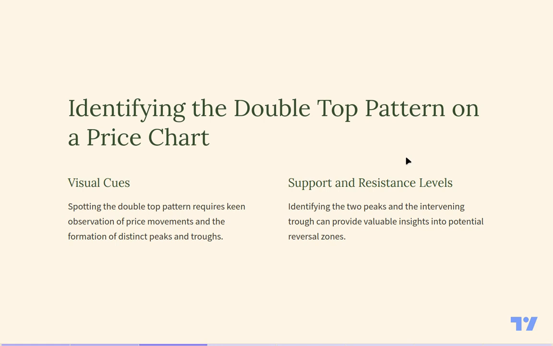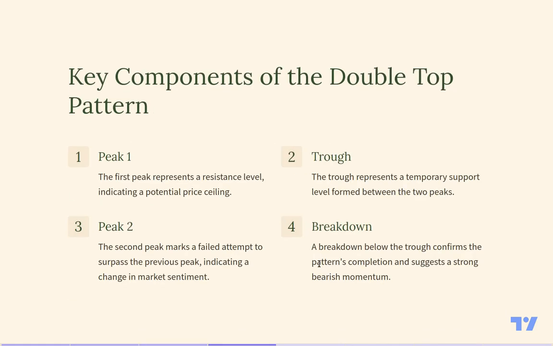Now, identifying the double top pattern on a price chart. Visual cues: spotting the double top pattern requires keen observation of price movements and the formation of distinct peaks and troughs, support and resistance levels. Identifying the two peaks and intervening troughs can provide valuable insights into potential reversal zones. And remember, this is the key word right here: reversal zones. So basically you are buying what we call in technical analysis reversals.